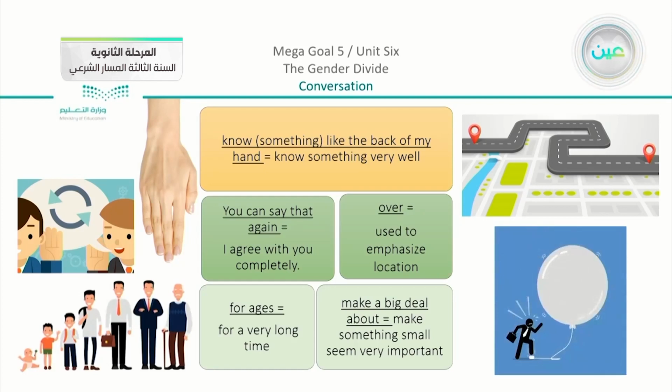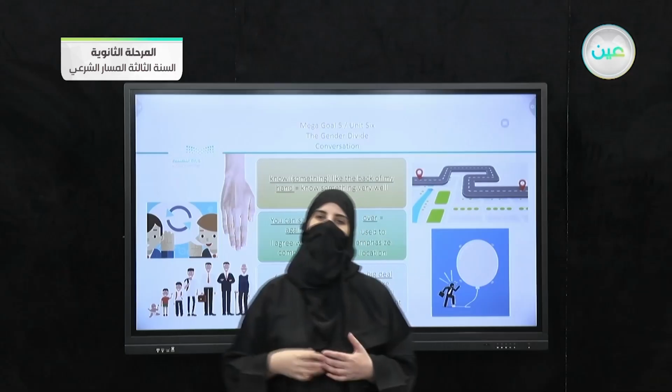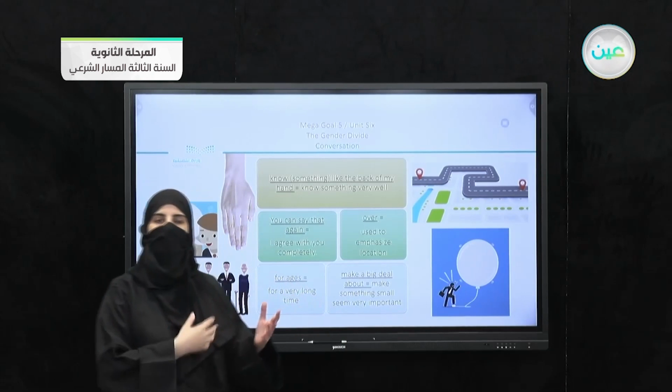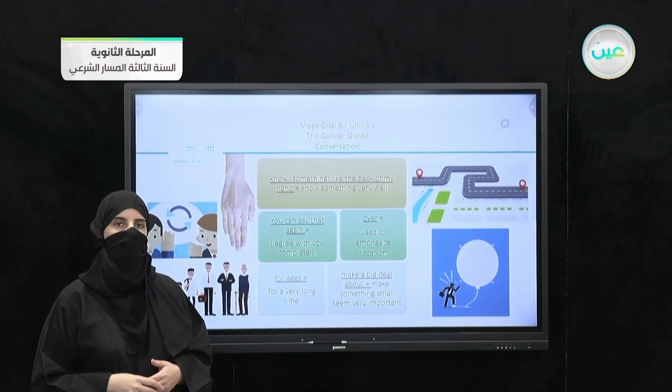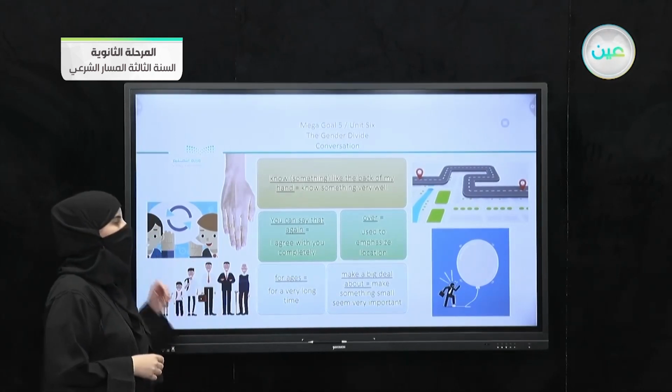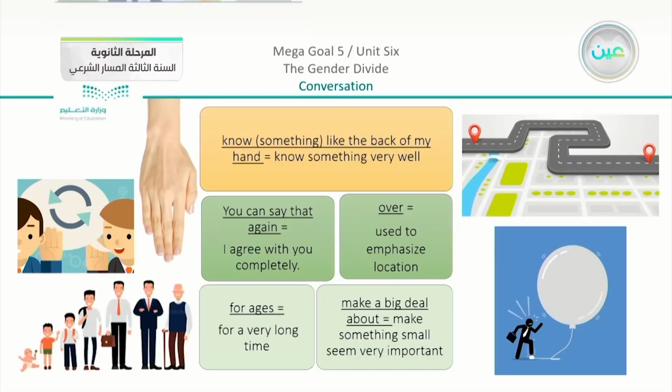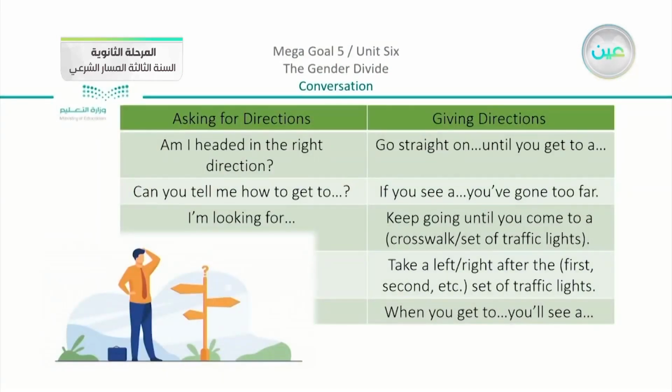The last one, to make a big deal about something, is actually making something small seem very important. When I mention to you that we are making a very big deal about being lost, it means that it is something simple and we are making it bigger. So we do have our 5 expressions, the real talk expressions that are very interesting. And you can see that we mentioned something about location and about giving or asking for directions. So basically in your book, you do have the table asking for directions or giving directions.